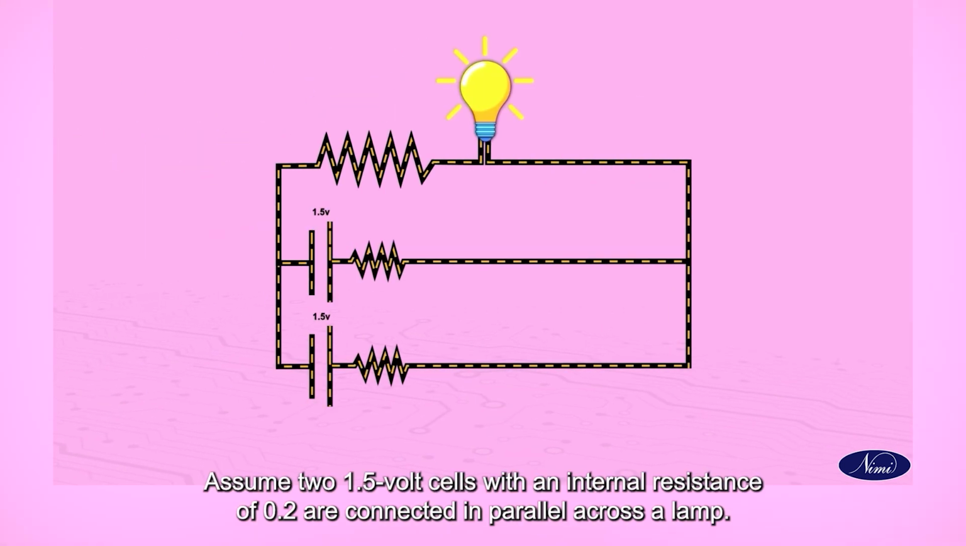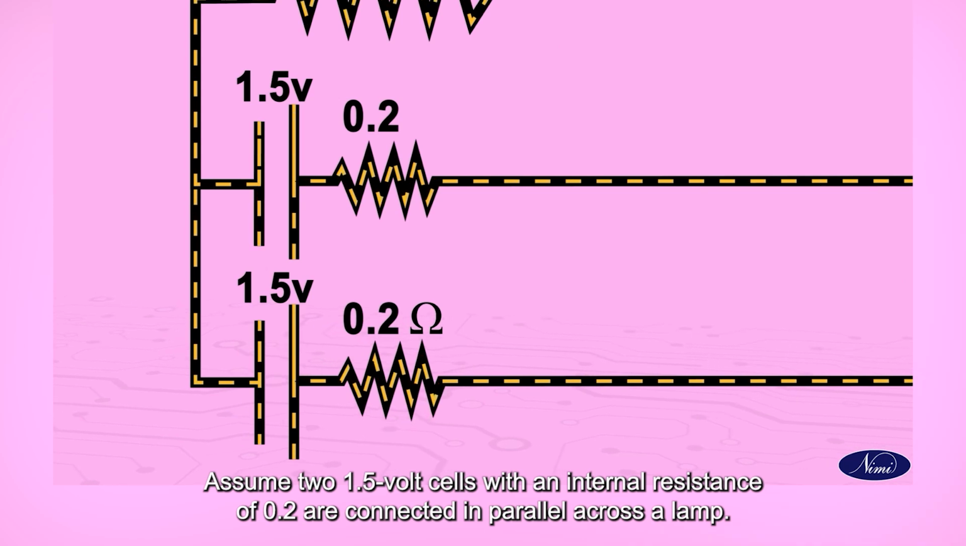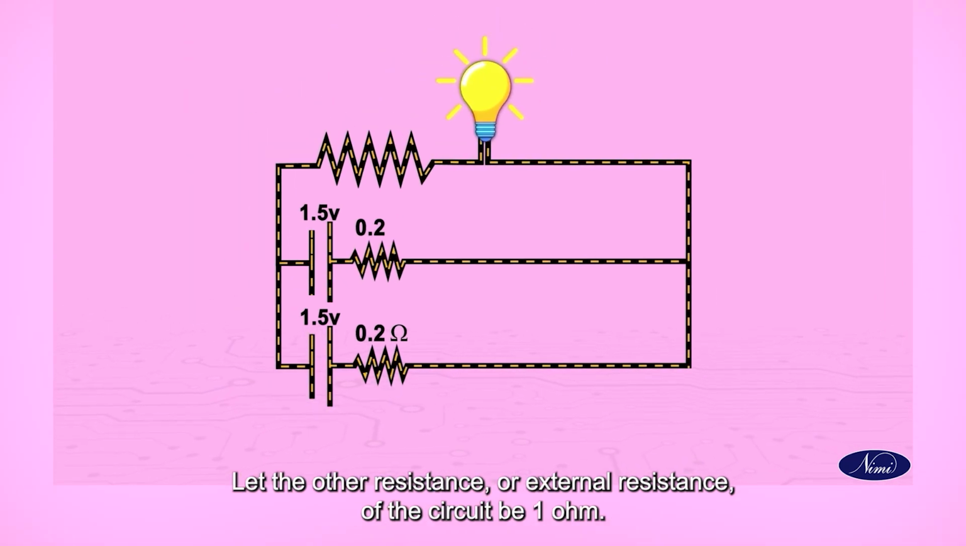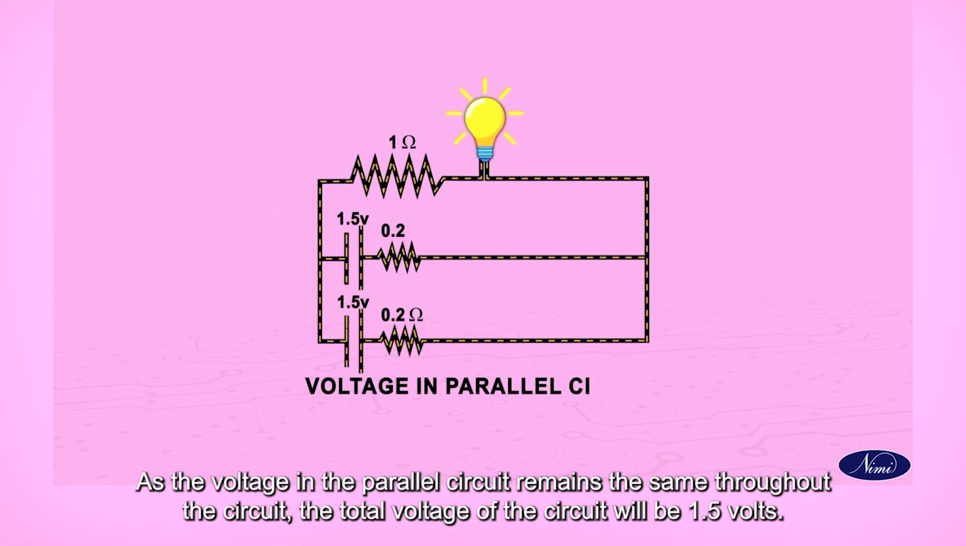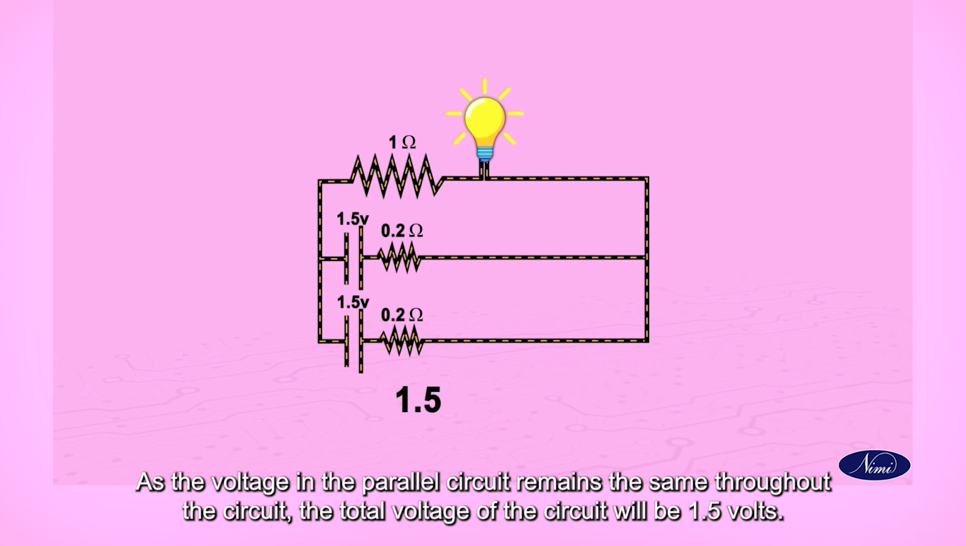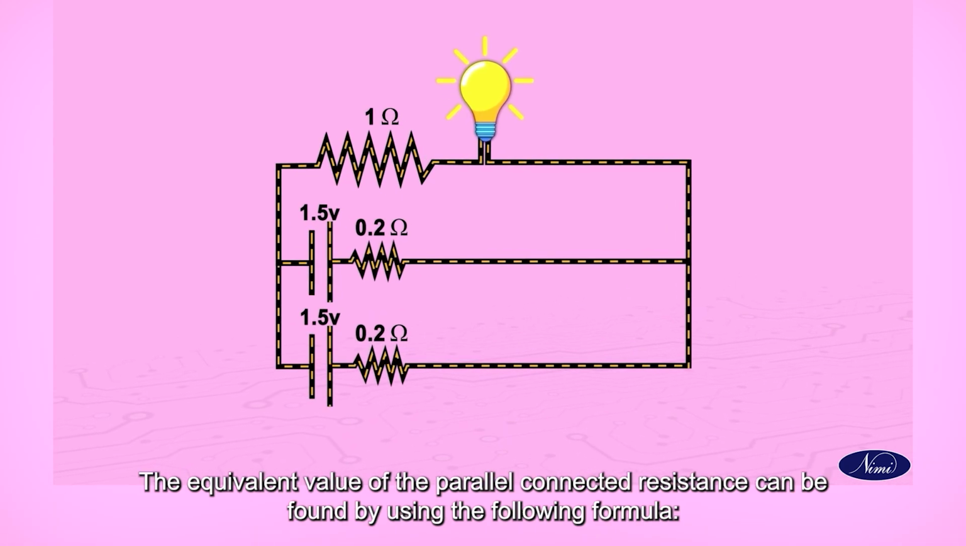Assume two 1.5 volt cells with an internal resistance of 0.2 ohm are connected in parallel across a lamp. Let the other resistance, or external resistance, of the circuit be 1 ohm. As the voltage in a parallel circuit remains the same throughout the circuit, the total voltage of the circuit will be 1.5 volts. The equivalent value of the parallel connected resistance can be found by using the following formula.